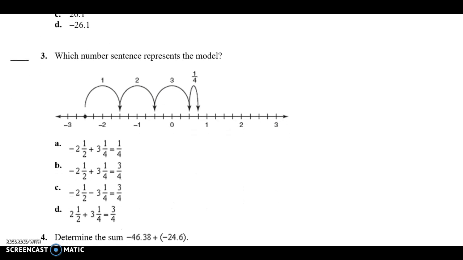Number 3. Which number sentence represents the model? A. Negative 2 1/2 plus 3 1/4 equals 1/4. B. Negative 2 1/2 plus 3 1/4 equals 3/4. C. Negative 2 1/2 minus 3 1/4 equals 3/4. D. 2 1/2 plus 3 1/4 equals 3/4.